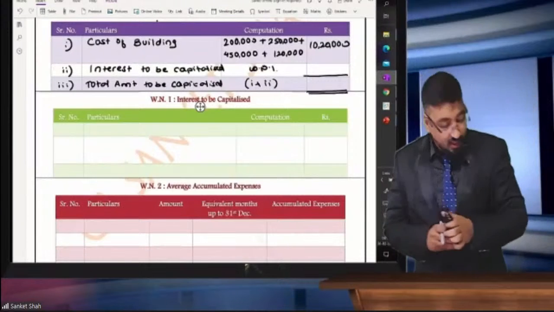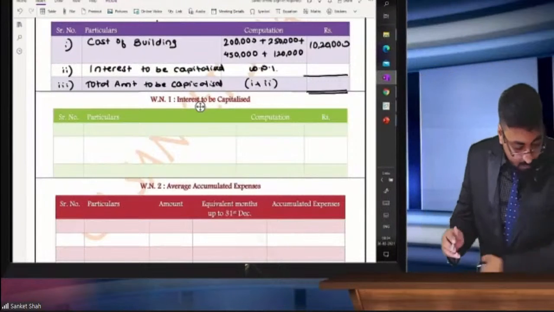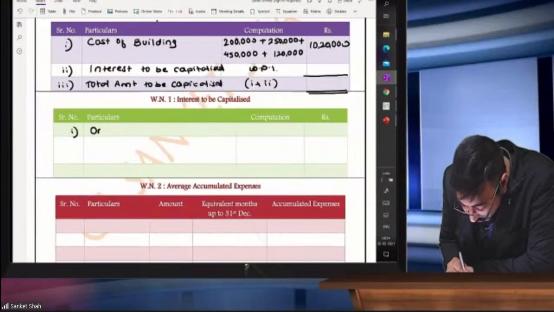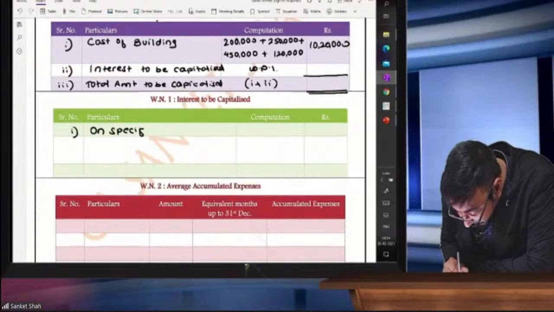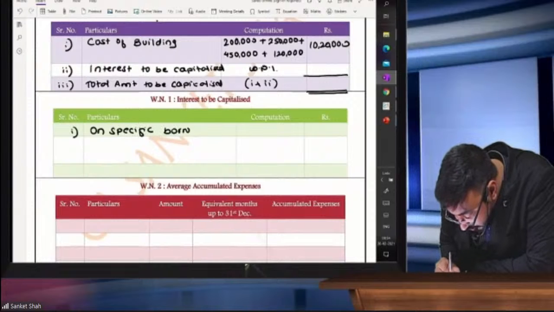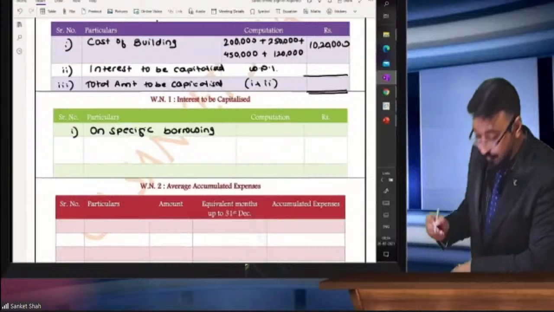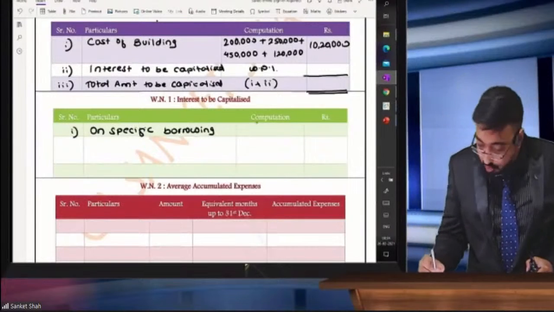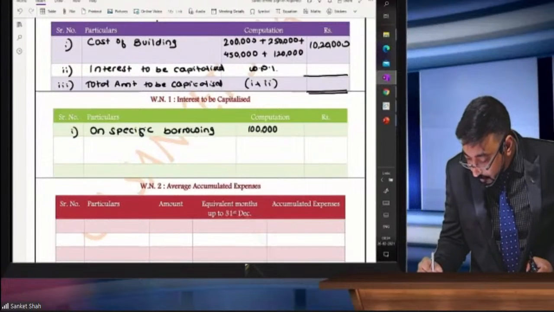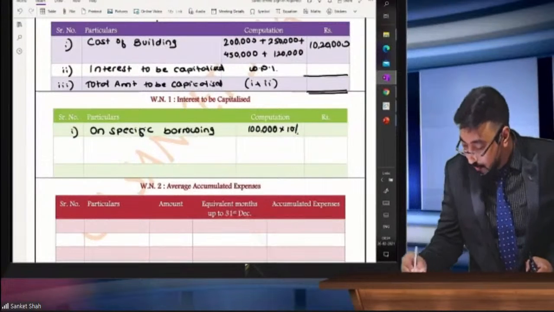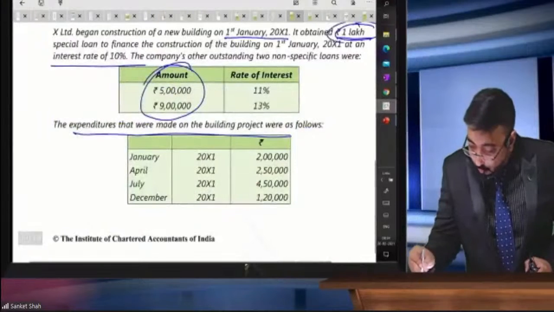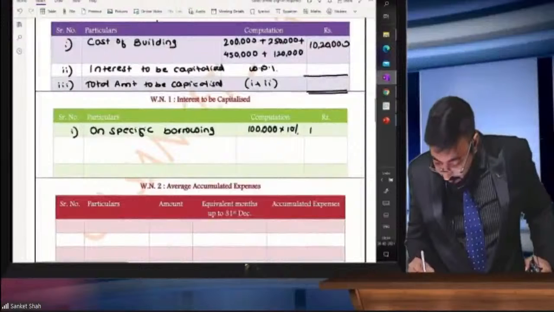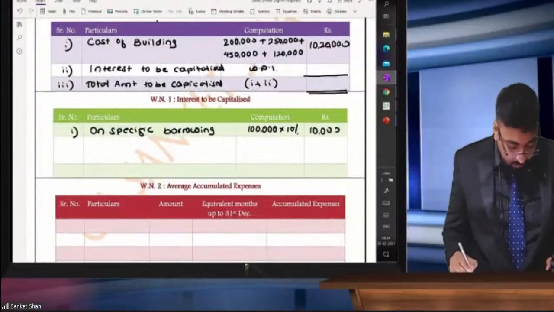चलो, interest to be capitalized. Roman 1. Now you have interest on specific borrowing beta. On specific borrowing. Number 1. So 1 lakh is your loan amount into 10%. As you read it, 1 lakh into 10%. So this is a specific borrowing. 10,000 beta, correct?